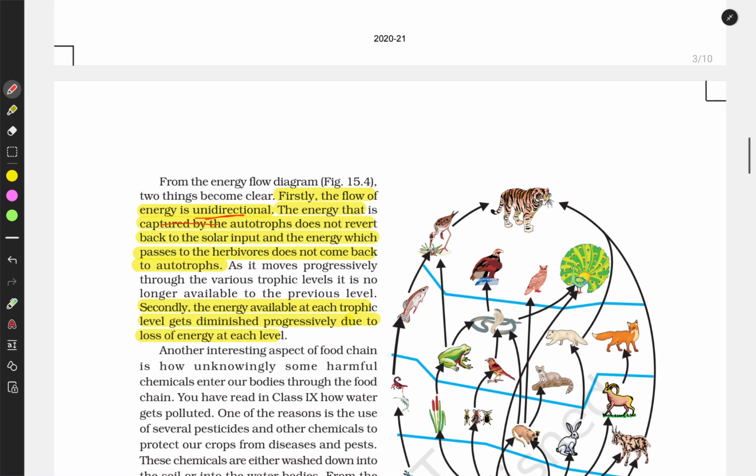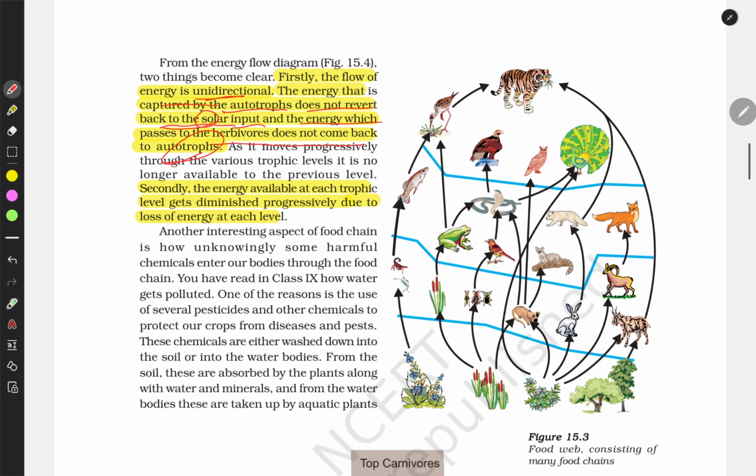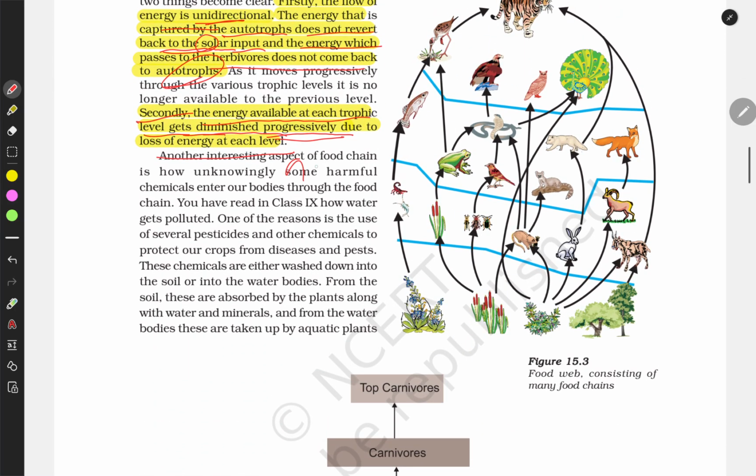The energy that is captured by the phototrophs, autotrophs, does not reverse back to the solar input, and the energy which passes to the herbivores does not come back to the autotrophs. Secondly, the energy available at each trophic level gets diminished progressively due to loss of energy in each level. 90% of the energy is lost. As we have studied, only 10% of energy is passing, and 90% is getting disposed of.